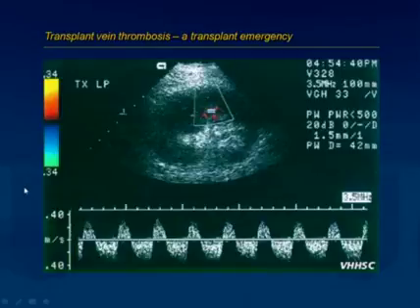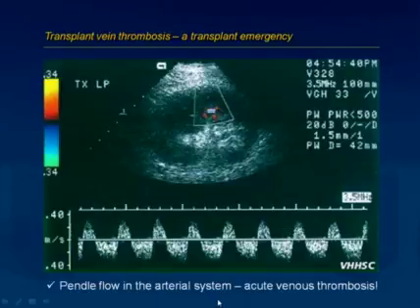A very rare finding, but important in the early post-transplant period, is transplant vein thrombosis with a pendular flow in the transplant. This is a transplant surgical emergency that requires immediate intervention. Pendular flow in the arterial system, so this is the arterial system within the transplant, signaling acute venous thrombosis of the transplant, a surgical emergency.